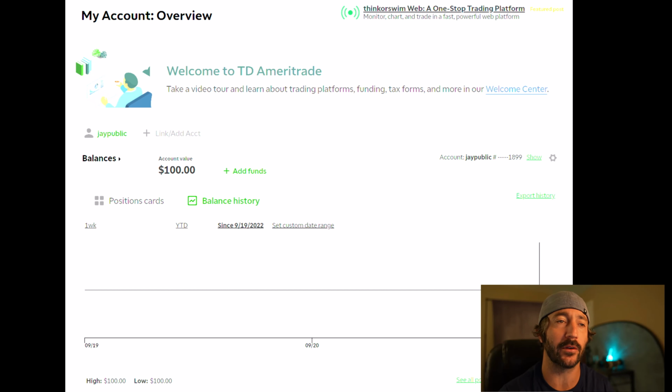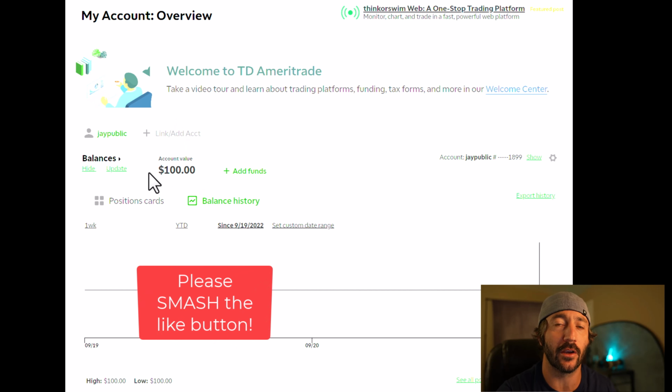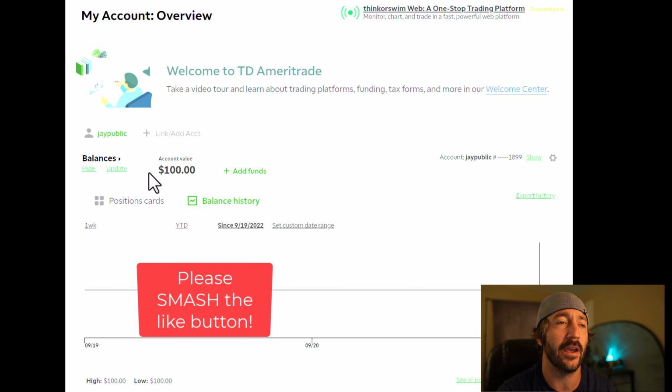So I started a new public account here. I use TD Ameritrade personally. You guys can use whatever you want. It'll apply to whatever you're using. I put $100 in so I can show you guys how to make a real simple trade. We can talk a little bit about terminology as well, and we'll go from there.